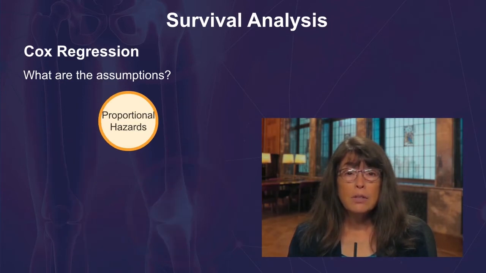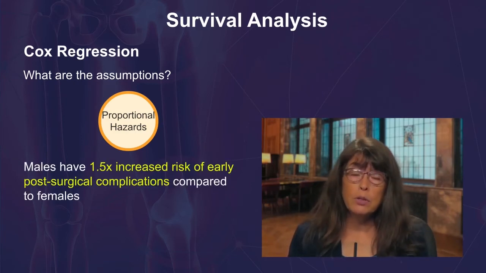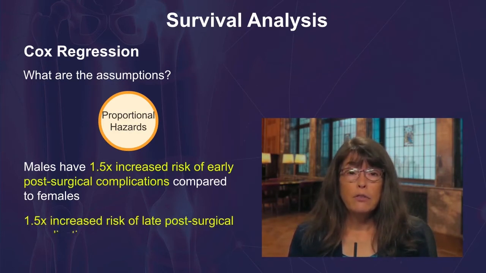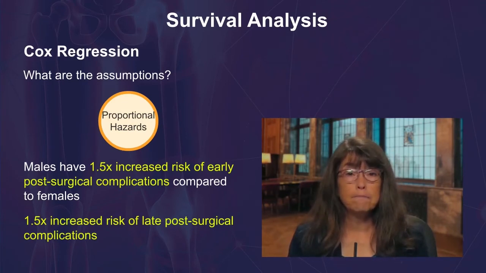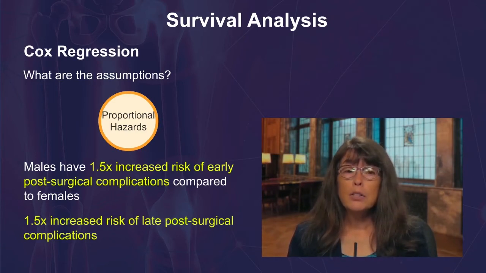The proportional hazards assumption means that the hazard ratio or relative effect of a risk factor of interest is constant over time. For example, if males have a 1.5-fold increased risk of early post-surgical complications compared to females, they also have a 1.5-fold increased risk of late post-surgical complications compared to females. This assumption is often violated in surgical data. When post-surgical Kaplan-Meier curves cross for males and females, the proportional hazards assumption is violated.